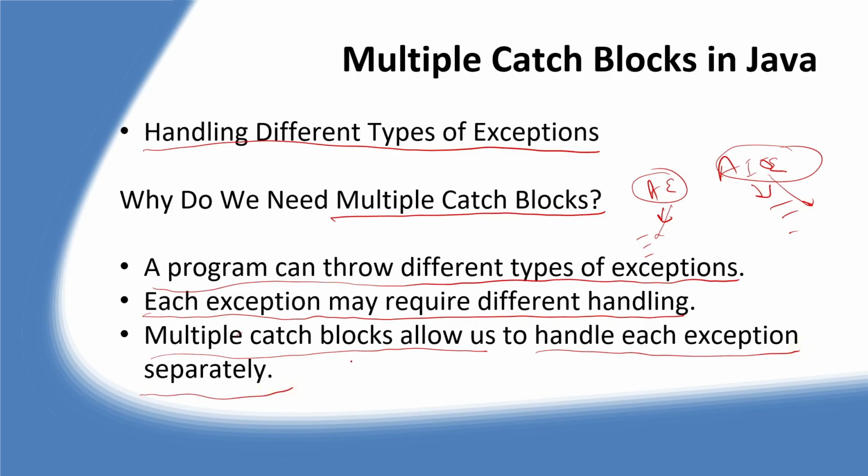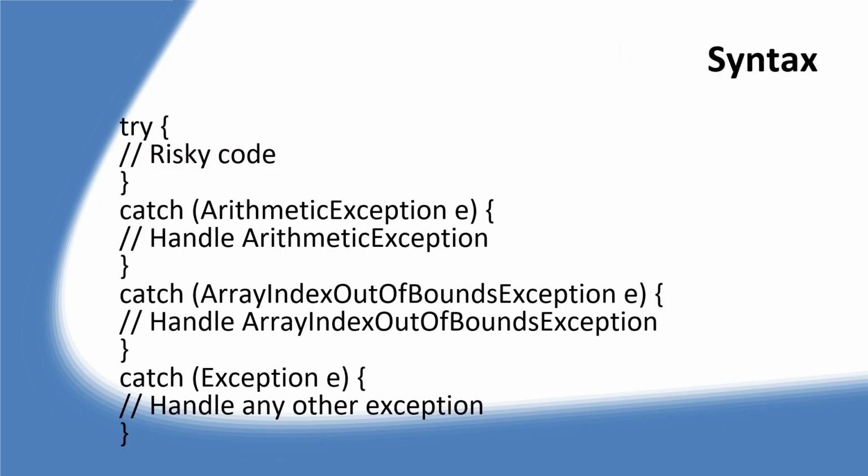A program can encounter different kinds of exceptions depending on the situation. And since different exceptions require different handling, Java allows us to define multiple catch blocks. Always remember, a catch block will always come after a try block. Okay, let's see the syntax of how we can write multiple catch blocks.